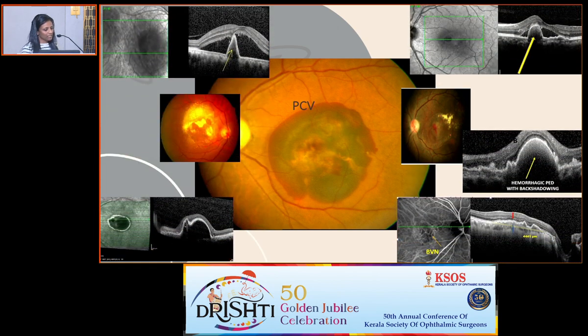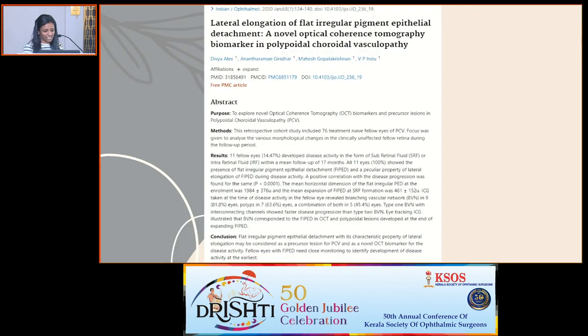And there are certain classic OCT features in PCV also: the tall peak PED, the thumb PED, the notched PED, the tomographic notch. All this presents as a polypoidal lesion inside the RPE. Another distinctive feature is the presence of BVN, the branching vascular network, which will be seen in the OCT as the double layer sign. You can see the retinal pigment epithelium and the Bruch's membrane, and in between there is a hyperreflective substance lying between them. This is the double layer sign, which signifies the branching vascular network.